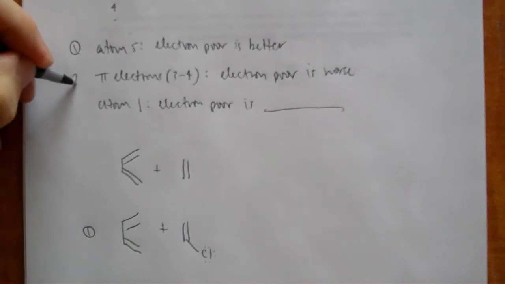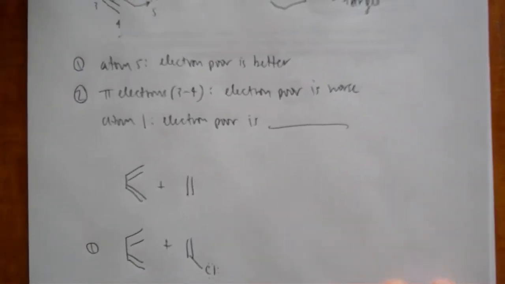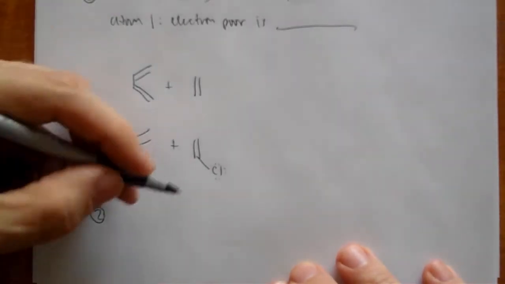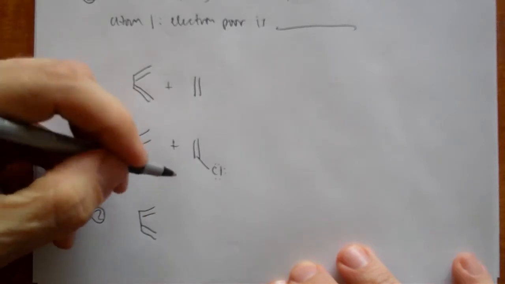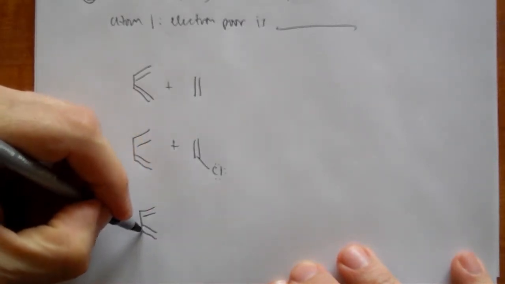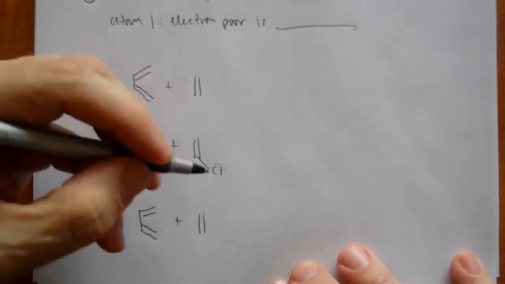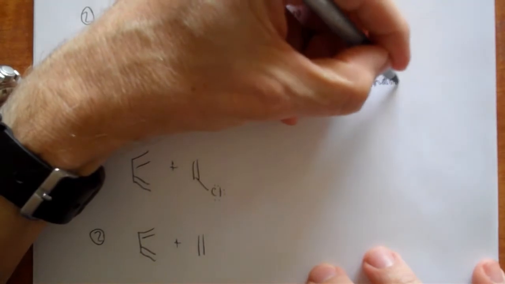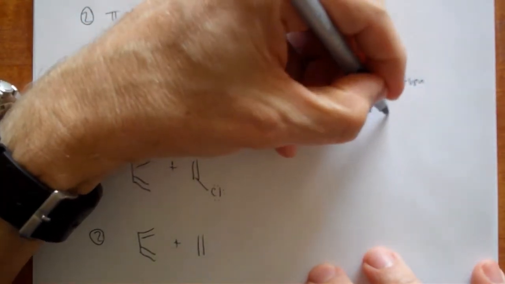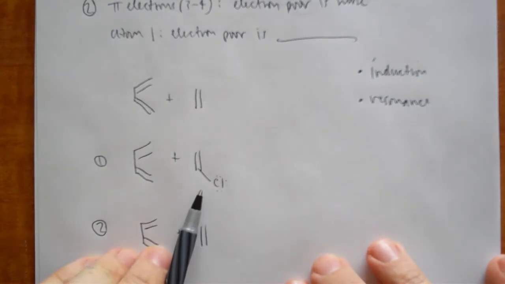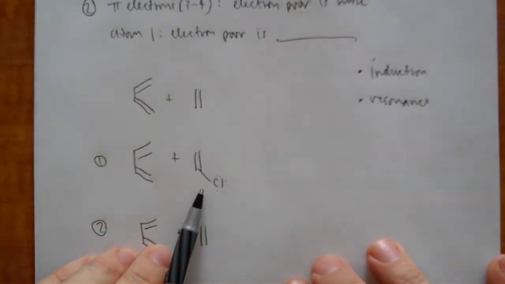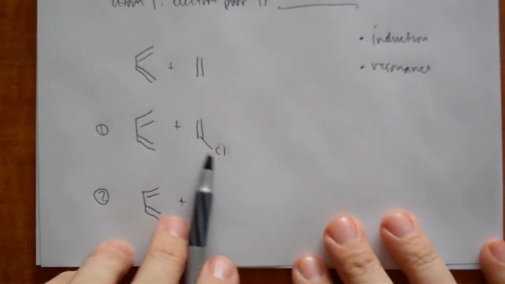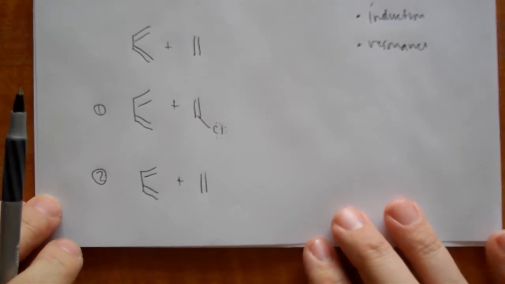How about let's illustrate rule number 2. Pi electrons, electron poor is worse. Let's think about shoveling electrons into that system. How can we shovel electrons into that system? We can get electrons into or out of the system through two methods: induction and resonance. Which did I use here to pull them out? Induction or resonance? I used induction, right? If I'm pulling them out. See that? Electron withdrawal.